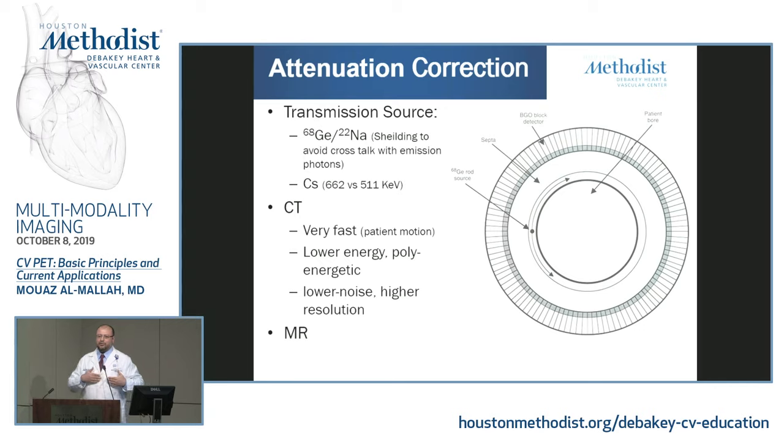How much soft tissue these photons had to pass through before they make it to the detector. Because these photons, while passing through, lose some of their energy. Some of them get delayed because they're passing through air, through bones, through soft tissue. And we need to know that so we can take that into account and amplify that. So it is very helpful now.